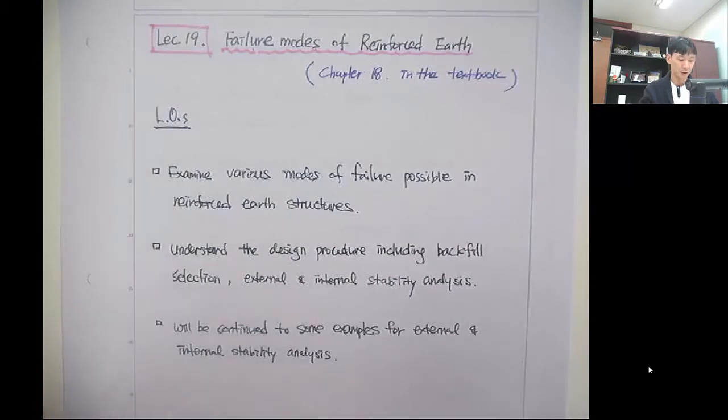Hello everyone, welcome to lecture 19. Lecture 19 is about failure modes of reinforced soil, and this is from chapter 18 of our textbook.